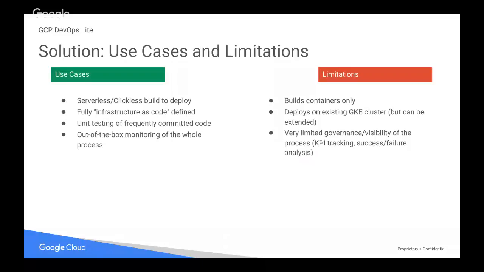So just one last slide before we talk about the demo, because I would like to highlight some use cases where this approach is definitely suitable, and some limitations as well. First, you want to have a completely serverless and clickless build to deploy pipeline. So you just commit your code and everything works magically. It's full infrastructure as code, meaning that everything that requires building the container and deploying it into Kubernetes is all software defined. There's absolutely no real component involved. Right.